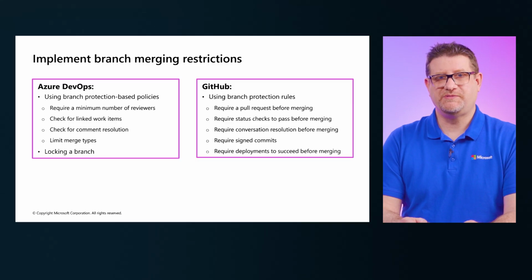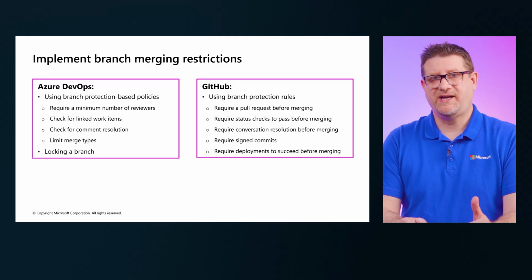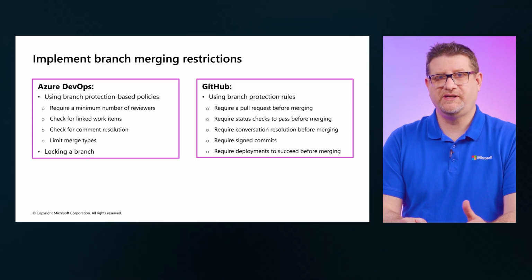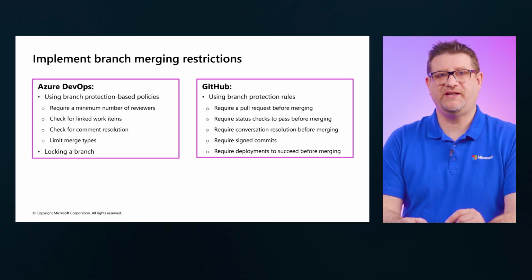GitHub offers similar branch protection rules, such as requiring pull requests before merging, passing status checks, resolving conversations, signed commits, and successful deployments. Options like requiring linear history, locking branches, and restricting forced pushes or deletions further safeguard the repository. These controls ensure that only thoroughly reviewed and validated code is integrated, supporting reliability and secure development workflows in both platforms.